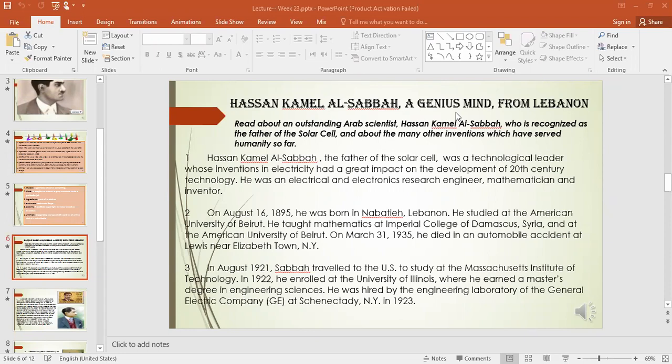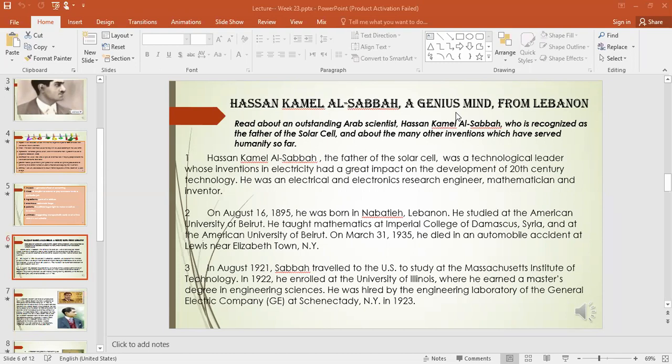So we have talked about a Lebanese inventor who is a genius, Hassan Kamel al-Sabbah. He was born in Nabateeh. And this person was the father of the solar cell because he was the first person to invent the solar cell. He had many inventions, not only one, and all of his inventions affected humanity positively, or we can say served humanity positively. He was a mathematician, he was an engineer, and he was an inventor.